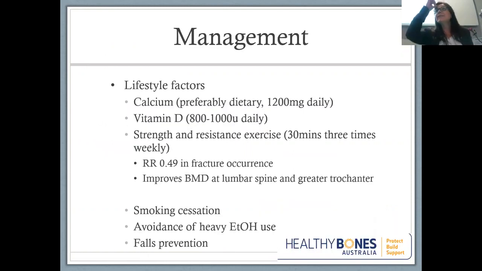Lifestyle factors are the number one. So assess their calcium status. Dietary calcium is best. Assess their vitamin D status. The recommendation is actually that we don't test vitamin D in everyone, just in those who are at risk of low vitamin D: veiled women, women of color, women living in a retirement village or in a nursing home. They should absolutely be tested.